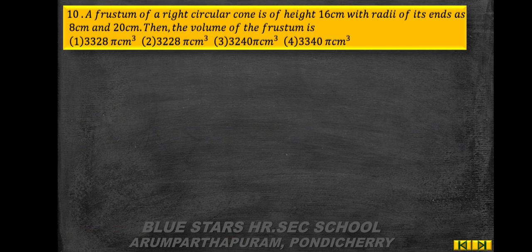Question number 10. A frustum of a right circular cone is of height 16 cm with radii of its ends as 8 cm and 20 cm. Then the volume of the frustum is: option 1, 3328 pi centimeter cube; option 2, 3228 pi centimeter cube; option 3, 3240 pi centimeter cube; option 4, 3340 pi centimeter cube.